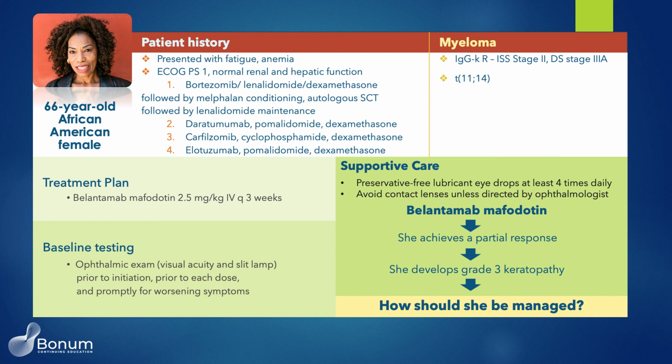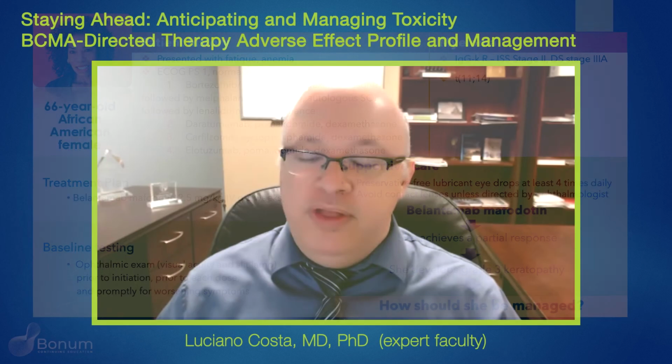She starts her therapy with belantamab mafodotin, and she achieves a partial response. However, she does go on to develop grade 3 keratopathy. So how do we go about managing toxicity in this patient? And with that, I'd like to turn back to Dr. Shah so we can have a discussion about that.